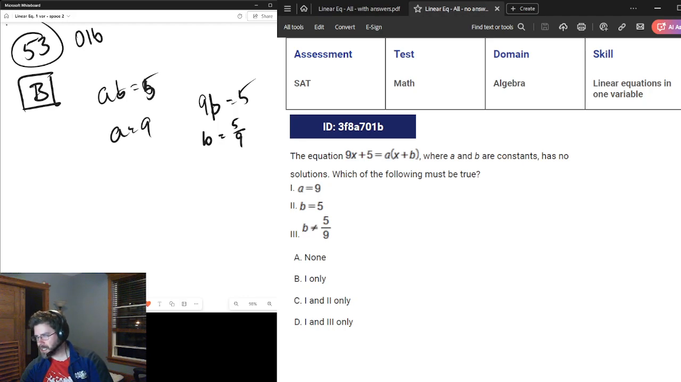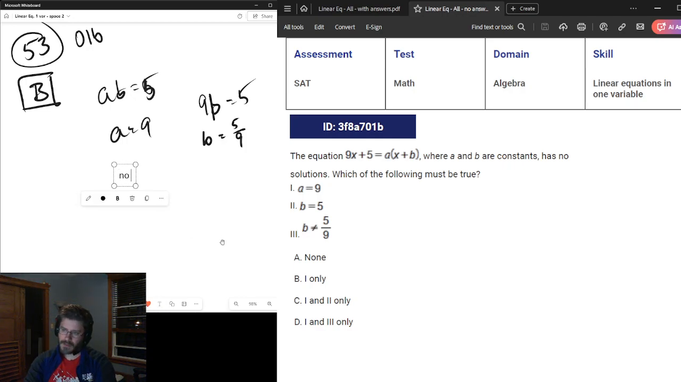Just quick double check of myself here. Has no solutions. Oh, has no solutions. There we go. This is why you double check. If it was infinite solutions, then B would be 5/9. But if it has no solutions, that means that you have the same slope with different y-intercepts. No solutions, same slope, different y-intercepts.